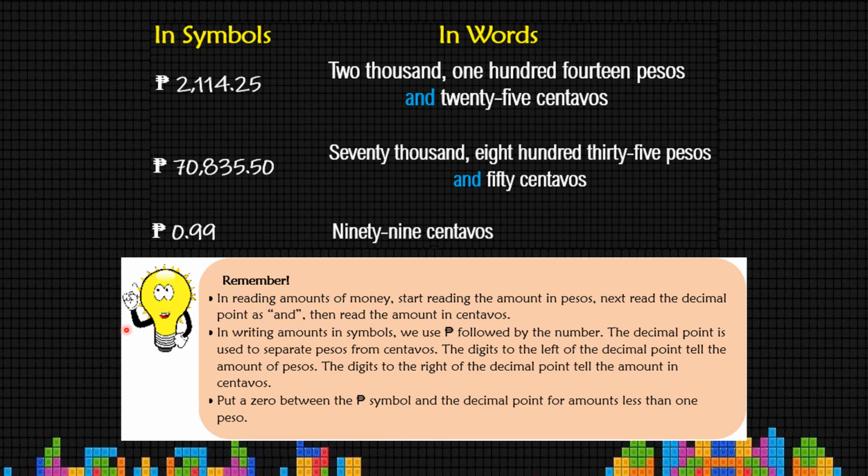Second thing to remember is, in writing amounts in symbols, we use peso symbol followed by the number. The decimal point is used to separate the pesos from centavos, and the digits to the left of the decimal point tell the amount of pesos, and the digits to the right of the decimal point tell the amount in centavos. We put a 0 between the peso symbol and the decimal point for amounts less than 1 peso.